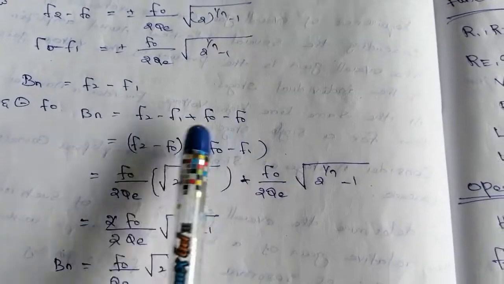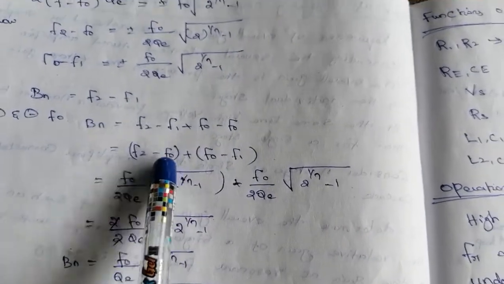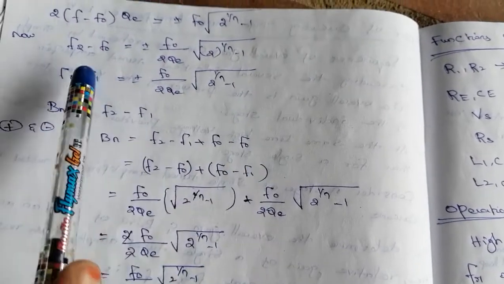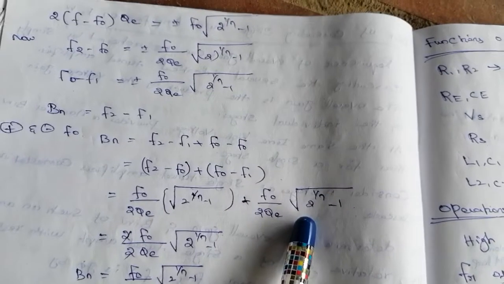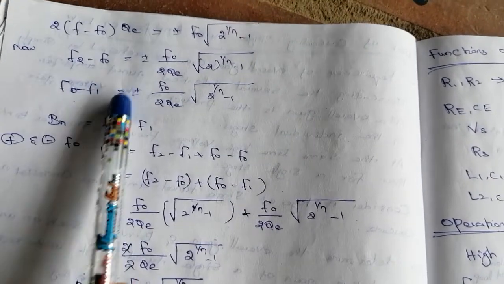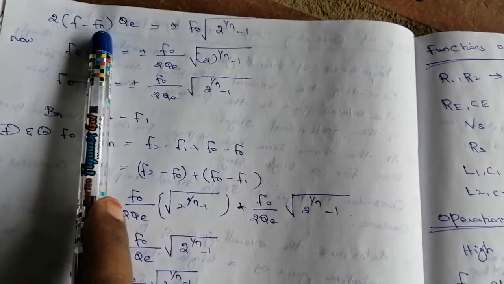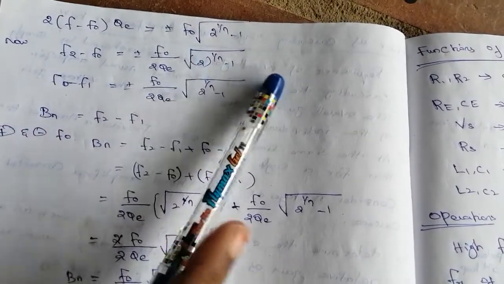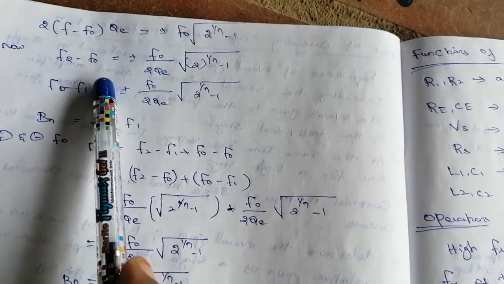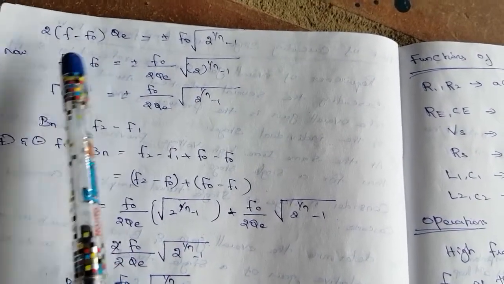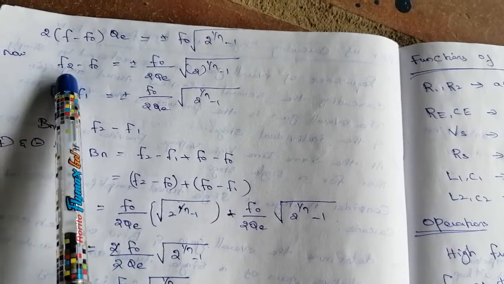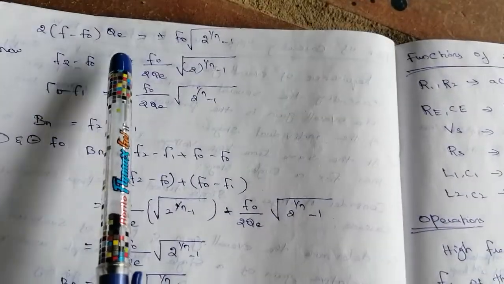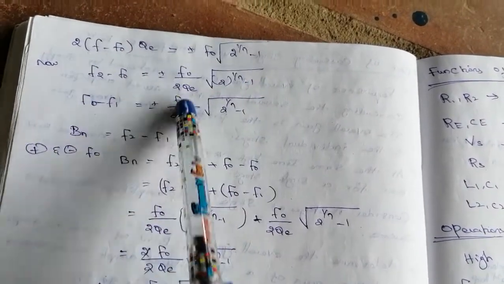Replace using equation 2: f2 minus f naught is nothing but this value, and f naught minus f1 is this value. Substitute these values; f naught is common, for the higher and lower band edges. So we derive two equations: one is f2 minus f naught, and the other is f naught minus f1. Adding them, we get f2 minus f1, right? For that purpose only we wrote these two equations.